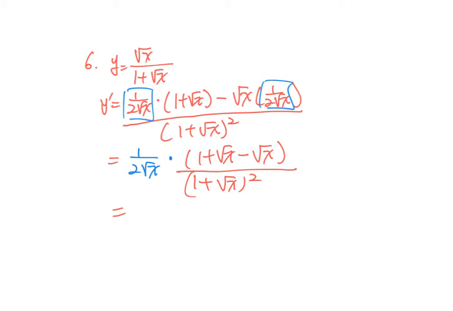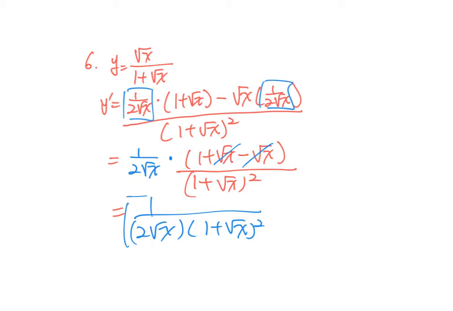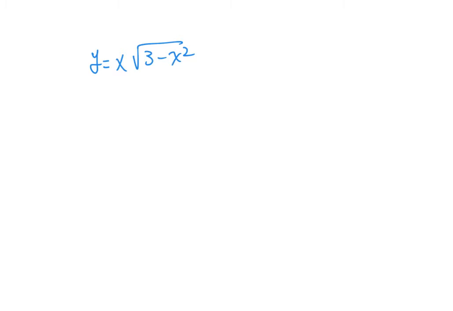I think we're almost at the answer key, and 1 over 2 root x, 1 plus root x squared. Those guys are gone, and we have our final answers. This question is going to be a product rule. We have box and triangle. So the formula says box prime triangle plus box triangle prime.